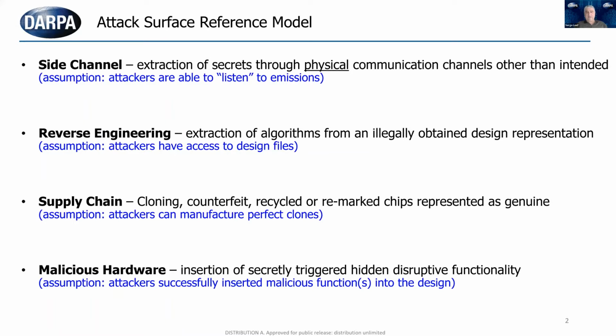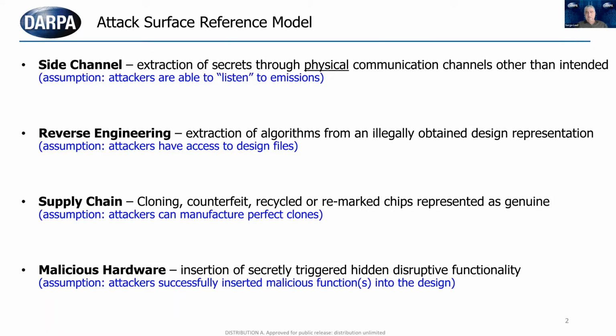We don't care how they got them, whether it's through delayering or by somebody walking out the door with a netlist, it doesn't matter. So our strategies are predicated on the adversary having the design files. In supply chain, attack surfaces is another one that we are working on defending, and this is where cloning, counterfeiting, recycling, remarking of chips and representing them as genuine is the issue. So assumption here is the attackers can manufacture perfect clones, and so our strategies all begin with that assumption.